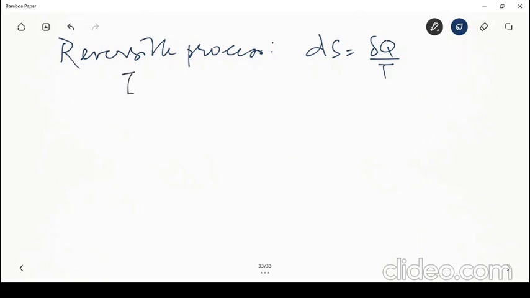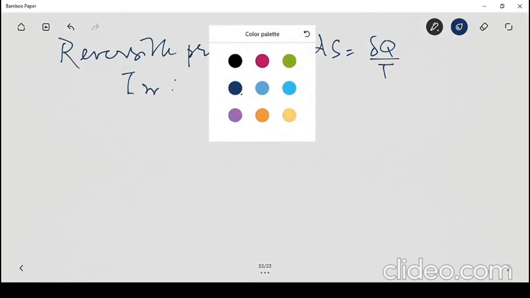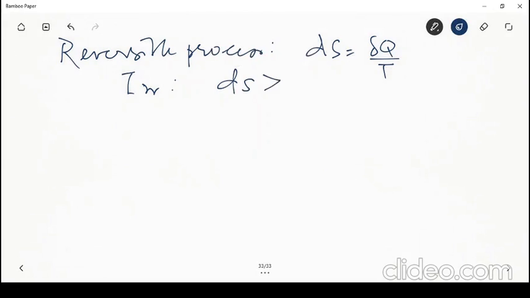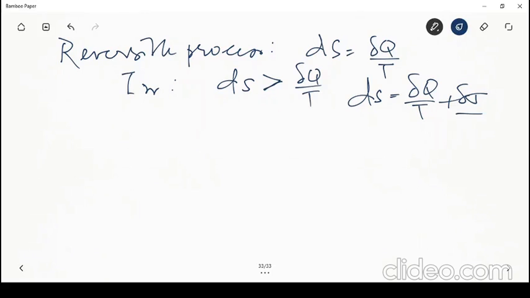But for an irreversible process, we know that ds is greater than delta Q divided by T. Because this is an inequality, it's not clear how to determine this. If I write it in the form of an equation, then it becomes ds is equal to delta Q by T plus delta sigma. So in order to evaluate the change in entropy, we also need to know how much is the entropy generation, which we do not know.